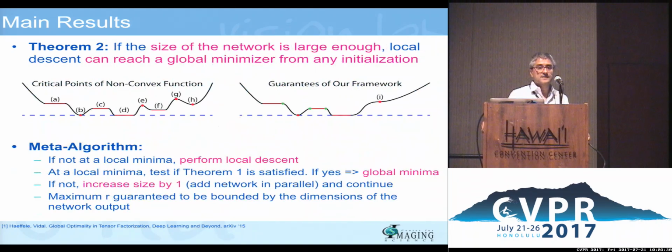And again, this suggests a meta-algorithm for optimizing both over the architecture of a network as well as over the weights. And the algorithm is essentially the following. Start with a network of fixed size. Let me just illustrate it with a network with a single hidden layer. Suppose that I start with a network with 5 neurons in the mid layer. I minimize over those weights, and I find a local minimum.